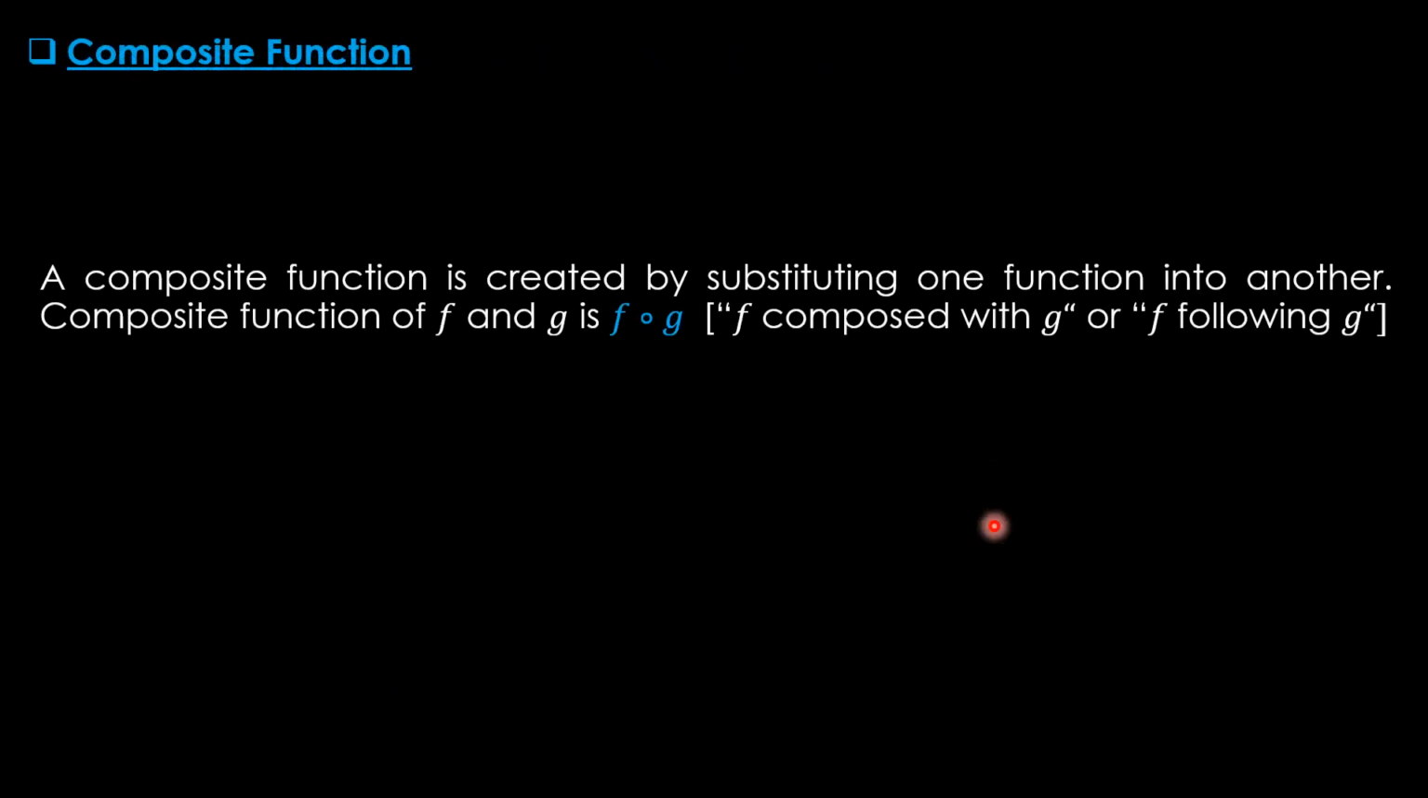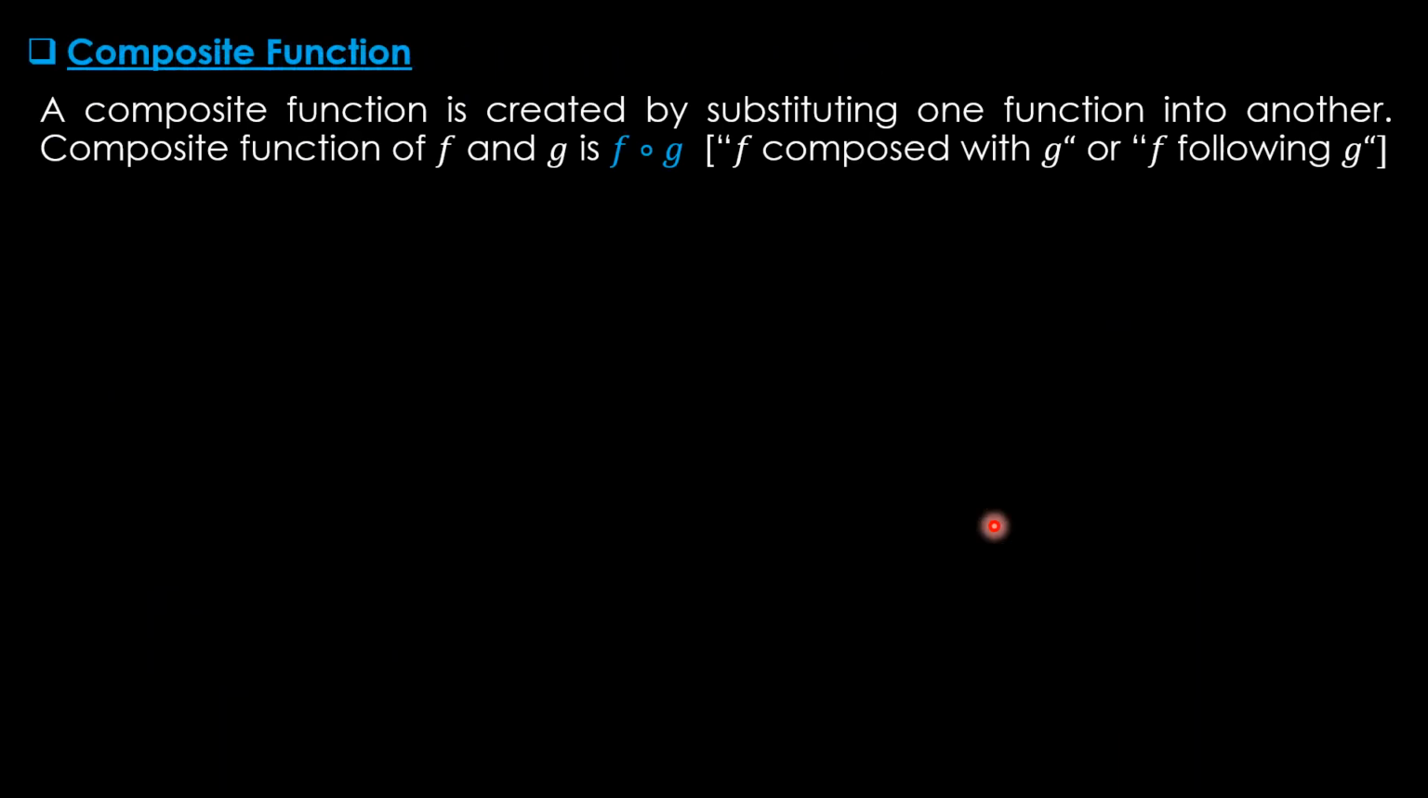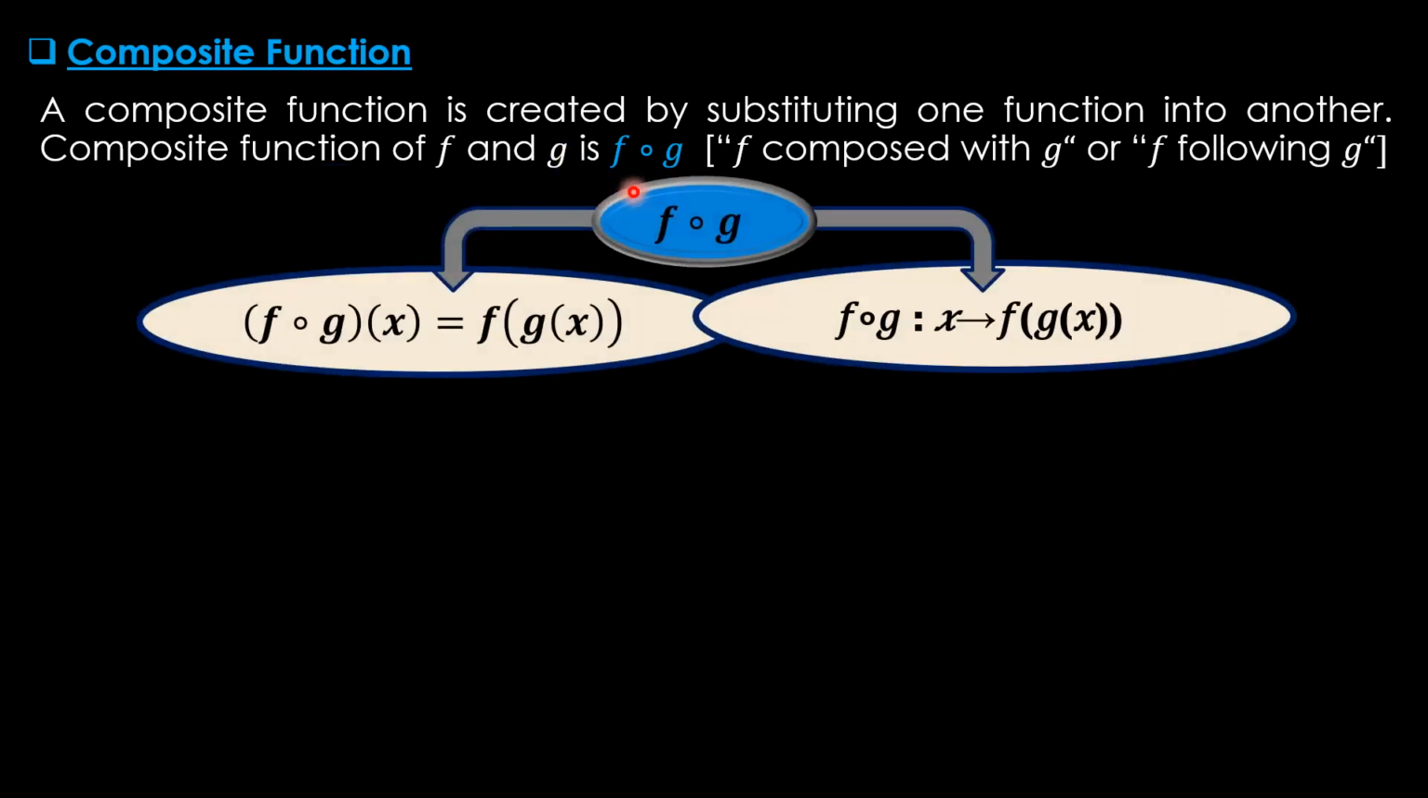Composite function. A composite function is created by substituting one function into another. A composite function of f and g is this, which is read as f composed with g or f following g, f composed with g. So this is the symbolic representation. f composed with g equal to this, or it can be expressed in this form: (f∘g)(x) = f(g(x)), or in this pattern it can be expressed as well.